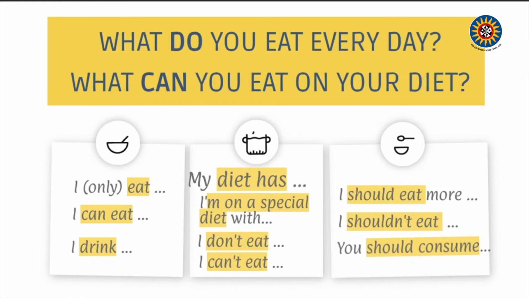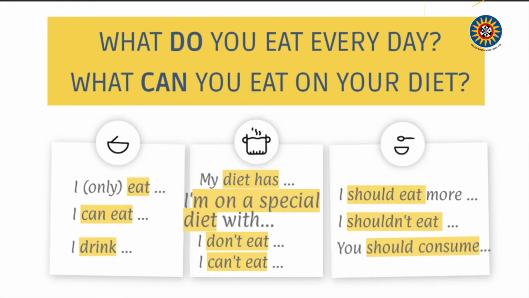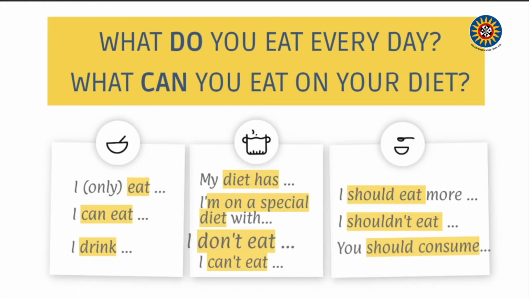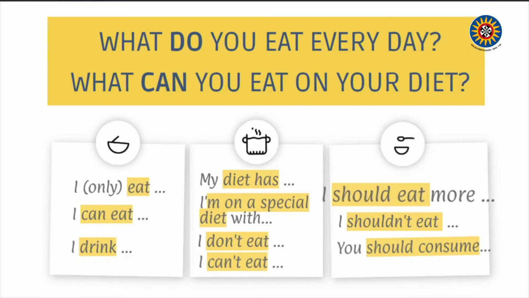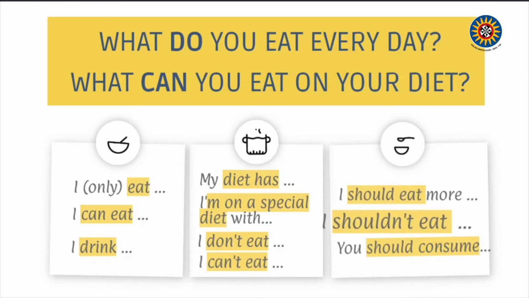"My diet has a lot of vegetables," or "I'm on a special diet with protein and vegetables." For negative answers, you can say, "I don't eat sugar," or "I can't eat sugar." Finally, if you want to give advice to someone or to yourself, you can say, "You should eat more vegetables," or "I shouldn't eat fast food."